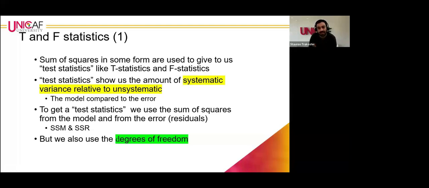And in order to do this, I need again to do something with the errors, with the residual errors. So sums of squares in some form are used to give us test statistics like the T statistic and the F statistic. The T statistic shows us the amount of systematic variance relative to unsystematic, the model compared to the error. To get a test statistic, we use the sum of squares of the model and the error. So remember, the SSR is the amount of error around the model, and SSM is SSR subtracted from SST.